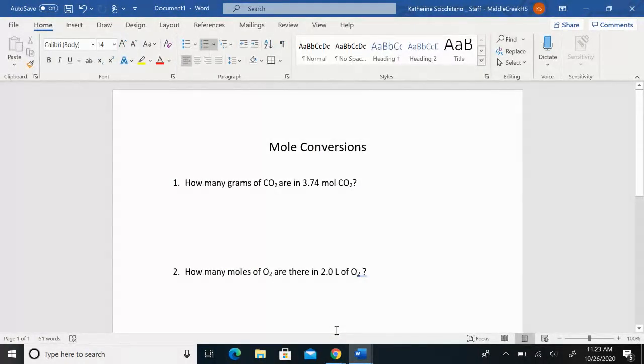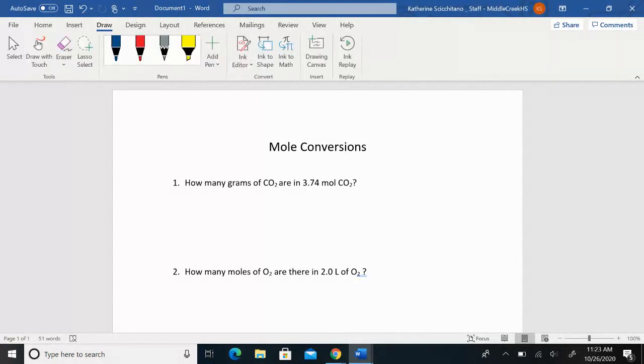So this first one we have is how many grams of CO2 are in 3.4 moles of CO2? So the thing that I want us to focus on is where we're starting and where we're going. So we always start with the number and the unit that are attached. So we're starting with 3.74 moles of CO2, and the question is asking for grams of CO2.